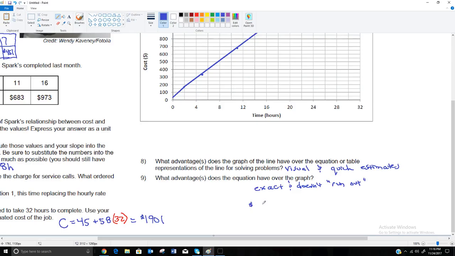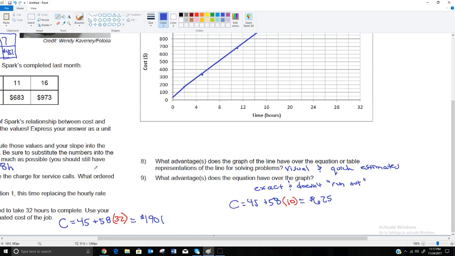So, if we wanted to figure out the cost for, say, 10 hours, we could do that. So the cost equals $45 plus $58 times 10. And that would get us the cost. And we can do that for anything. So 45 plus 58 times 10, which, of course, is 45 plus 580, comes out to be $625. So whatever we wanted to calculate, we could do.